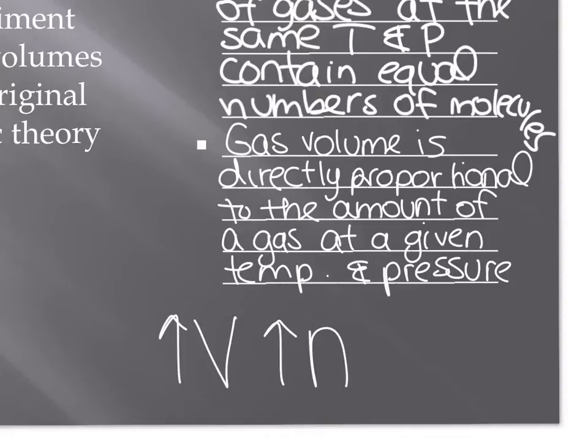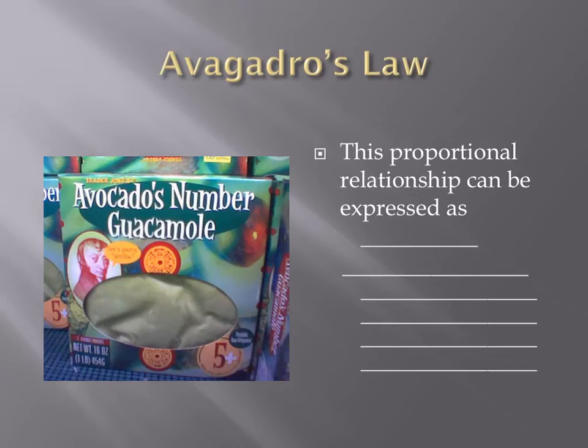So this gives us a new law, new equation. It gives us Avogadro's law. And Avogadro expressed the relationship as V equals Kn.